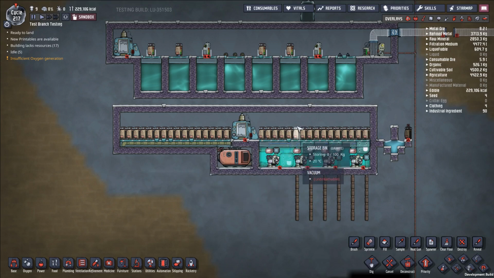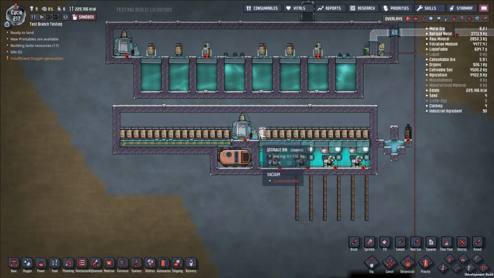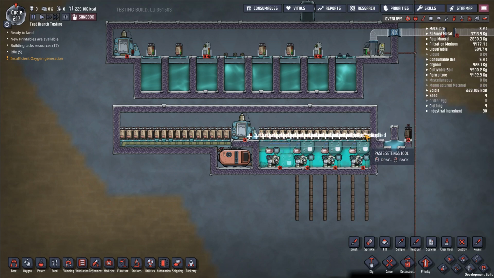If you don't really want to get the maximum possible efficiency out of the system, that's perfectly fine. You can just go through and say, look, just hold as much as you like, all right? You probably want to keep it around 100 at the start, just so that all of these get something filled in them. And then you can go ahead and turn it all to 1,000 kilograms, copy settings, and go across here and slowly fill all these things up.